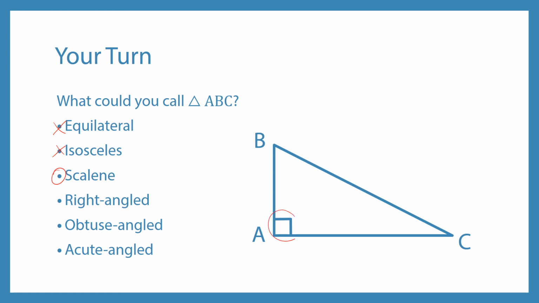We have a right angle here, so you can tell it's a right angled triangle. Now, there's no obtuse angle there, nothing bigger than 90 degrees. And because we have a 90 degree angle here, not every angle in the triangle is acute, so it can't be acute. So our triangle ABC is scalene and right angled.